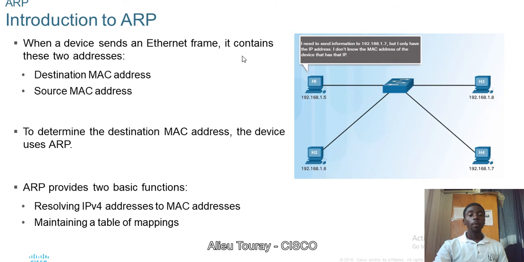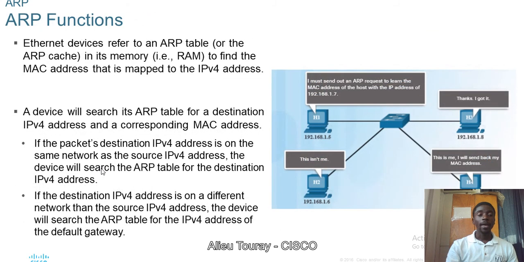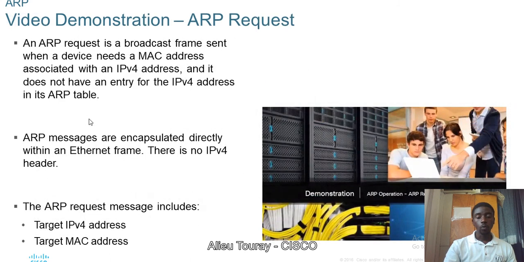When a device sends an Ethernet frame, it contains two addresses, that is the destination MAC address and the source MAC address. To determine the destination MAC address, the device will use ARP, the Address Resolution Protocol, to resolve which IP address maps to which MAC address. It checks the ARP table, or the ARP cache, of the switch to know the MAC address assigned to a particular IP address. So that protocol helps the switch identify IP to MAC address.